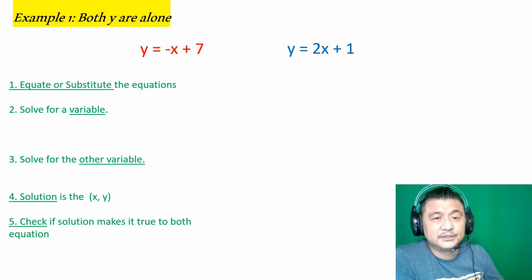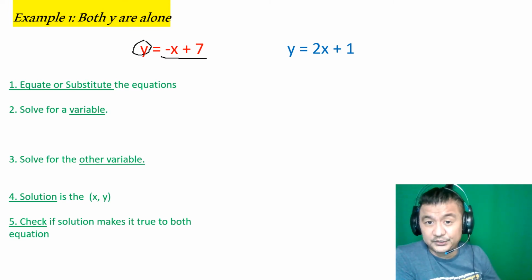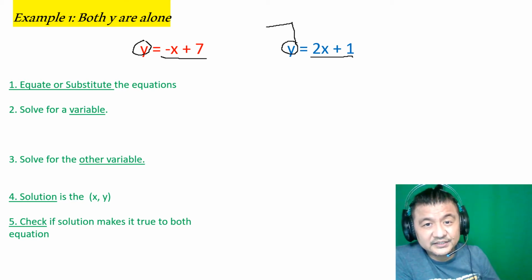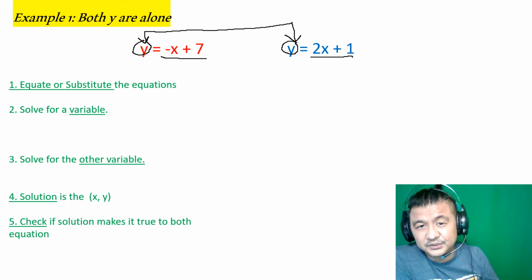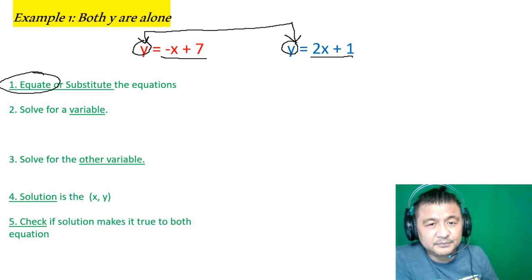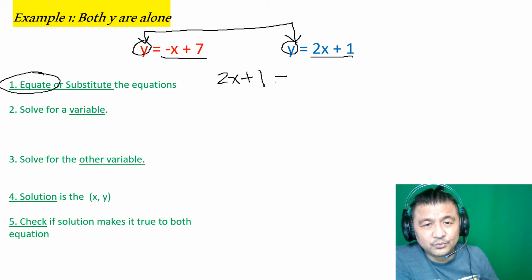Okay, so look at this. Y is equal to this expression. Y is equal to that expression. But these y are the same, right? So I could substitute one to the other. Instead of writing y, I could put negative x plus 7. Instead of writing y, I could put 2x plus 1. So they are equal to each other. Or let's make them equal to each other. Let me start with 2x plus 1 is equal to the red one, negative x plus 7.